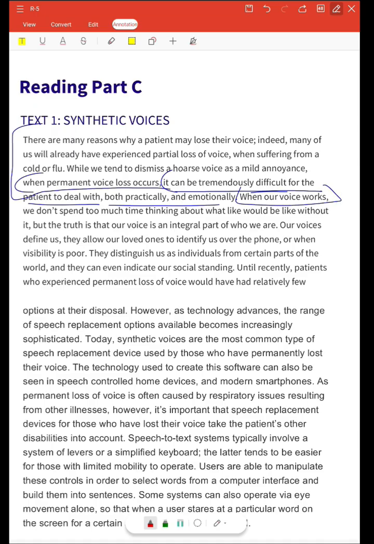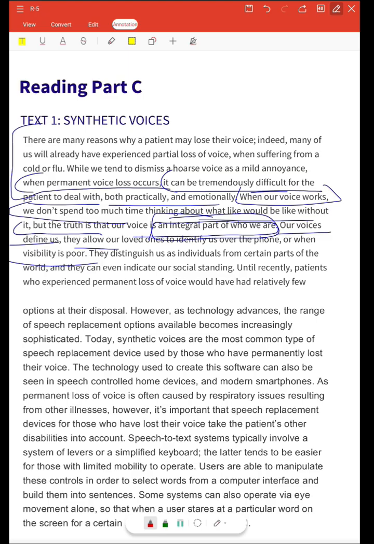When our voice works, we do not spend too much time thinking about talking and about saying anything. We just say it. But the truth is that our voice is an integral part of who we are. Integral part of who we are is indirectly saying our identity. Our option one is matching with this line. He is talking about how our voice defines us. They allow our loved ones to identify us over the phone or when visibility is poor.